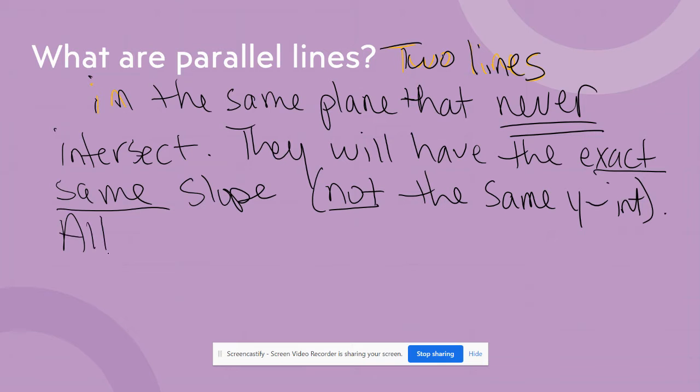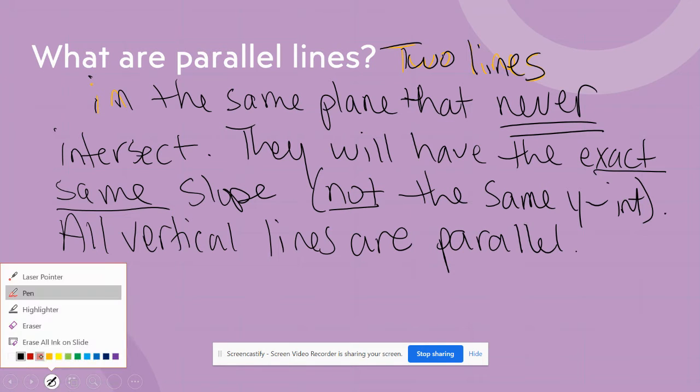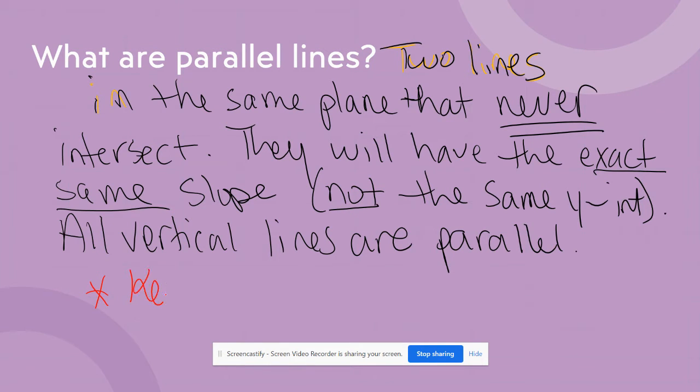And all vertical lines are parallel. The key is to find the slope. If you can find the slope, then you can answer any other question.